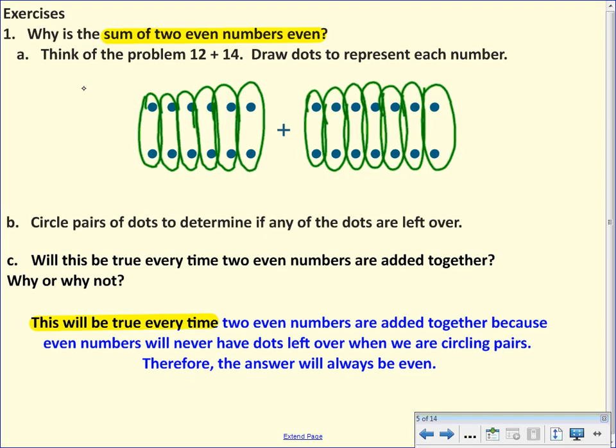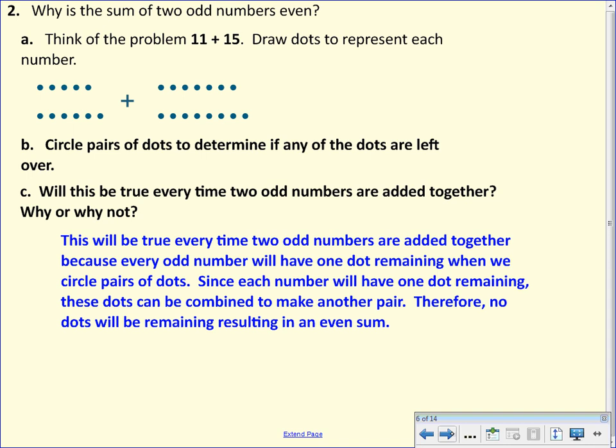Now let's think about odd numbers. Why is the sum of two odd numbers also even? So an even plus an even gave me an even. Now we're saying an odd plus an odd will also give me an even. Well, let's see. Let's come up with 11 plus 15 as our example. So use your highlighter to draw 11 dots plus 15 dots. Let's pair them up. If everybody has a partner, then our sum is even. Well, that one's left over.